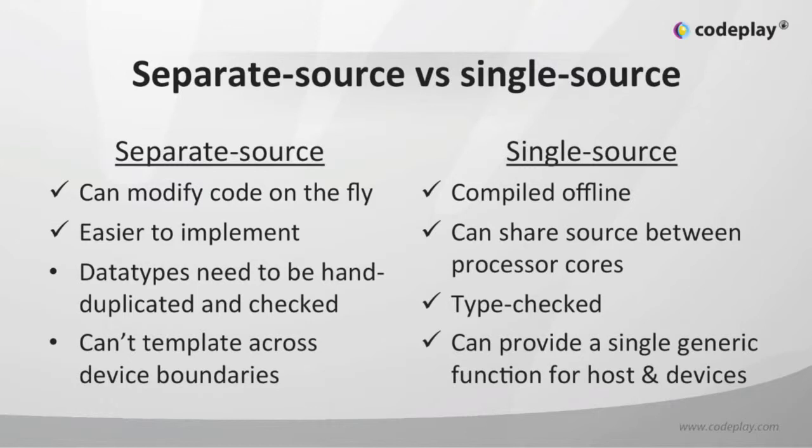Whereas single source is compiled offline, so you can't modify it on the fly. But you can share source and data types between the host and device. You can write a single device template that will instantiate code for both CPU and GPU or whatever it is. And so it's a much easier, more natural programming model for ordinary people.